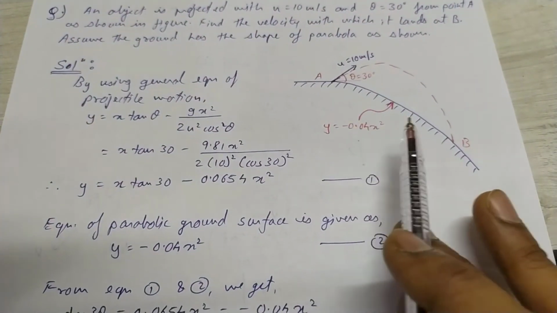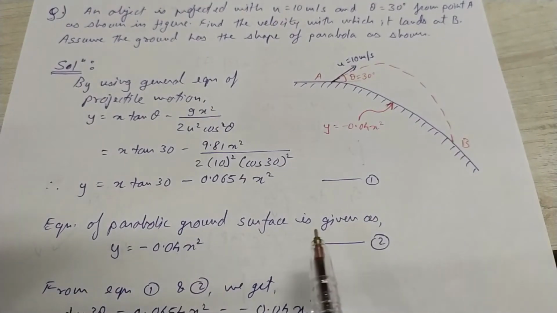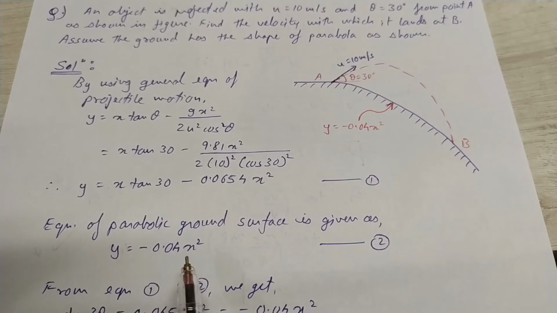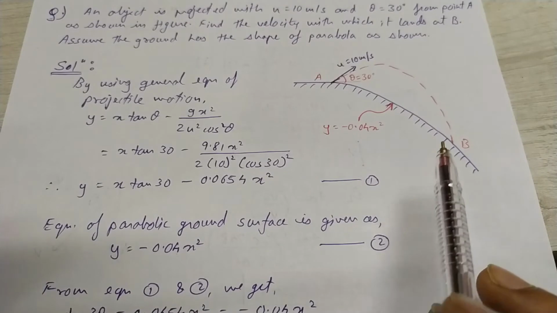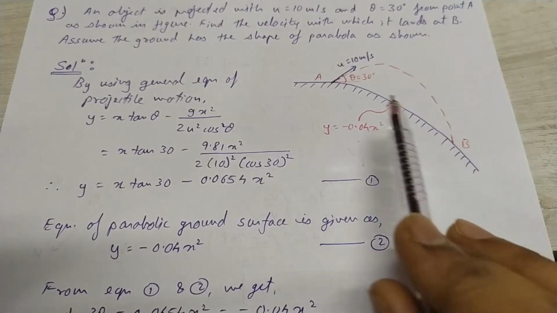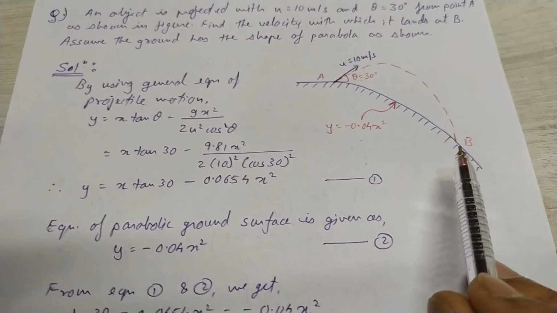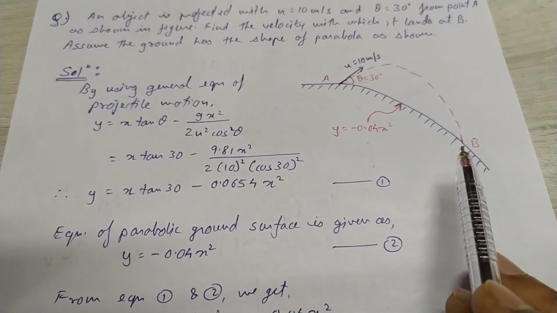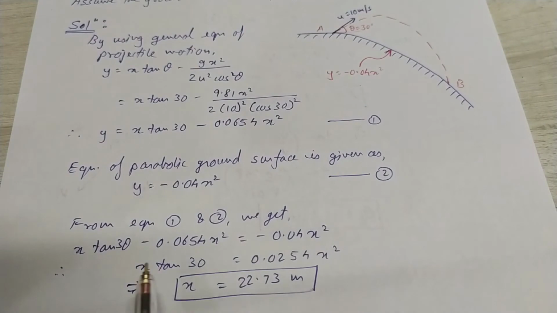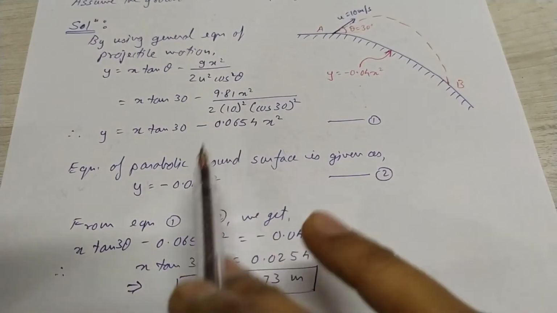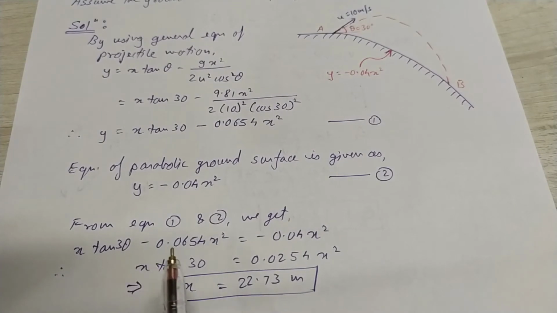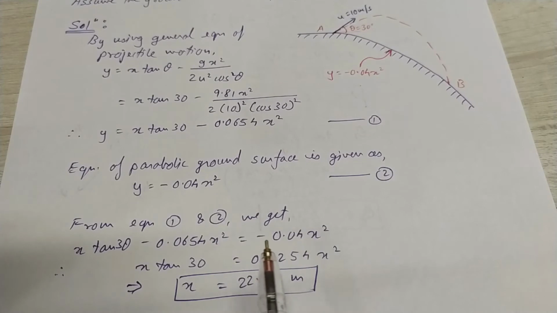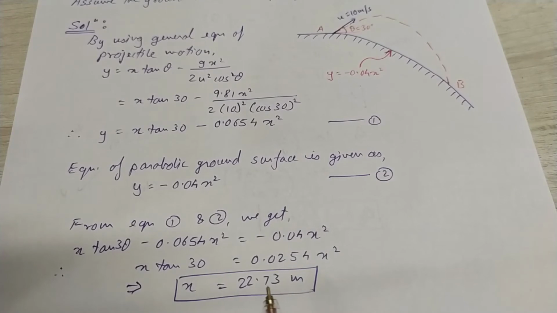Now the equation of ground is also given, that is equation of parabolic ground surface, which is given as y equal to minus 0.4 x square. So these two equations can be equated. So we will get the value at point B, because these two paths are meeting at point B. They are starting at point A and then meeting at point B. So from equation 1 and 2, equating these two, we get x tan 30 minus 0.0654 x square equal to minus 0.04 x square. So this will give you the value of x, that is 22.73 meter.